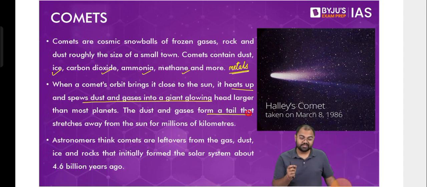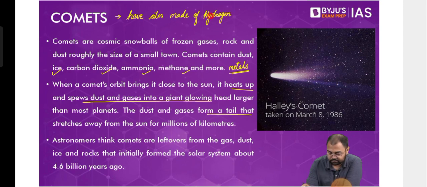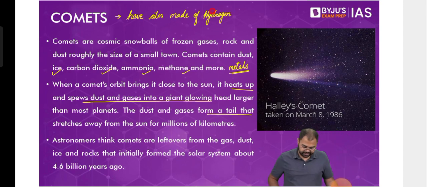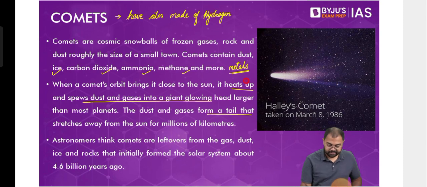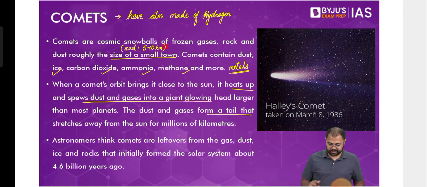And one more thing that you should know is that comets have an atmosphere. Comets have an atmosphere which is made of hydrogen. The size is that of a small town. As I told you, they have a radius of 5 to 10 kilometers. So these are the things that we should know about a given comet.